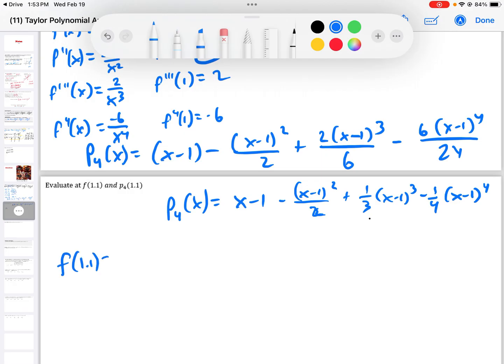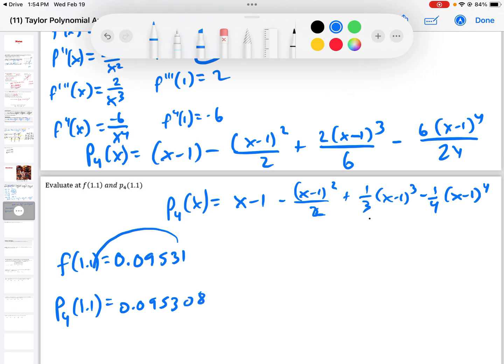There's your Taylor polynomial. Now, f of 1.1 using a calculator, we know is 0.09531. The Taylor polynomial to fourth degree, evaluated at 1.1, is 0.095308. So again, pretty close, pretty accurate, not perfect, but pretty close for numbers around 1, around where we're centered. The further I get from that, the worse it's going to get.